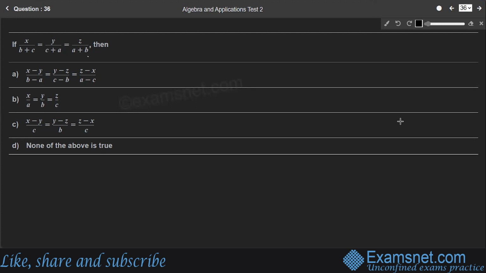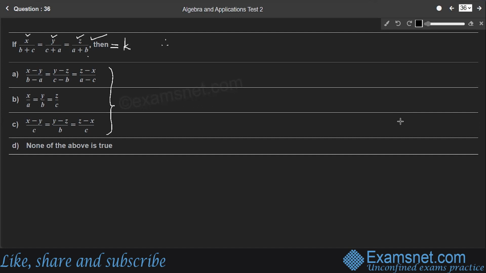Question 36. If x by b plus c is equal to y by c plus a is equal to z by a plus b, then which of the given options is correct? So here the ratios are given equal, three ratios are equal. So let us equate these ratios to a constant which is k. Since all the ratios are equal, let it be k.